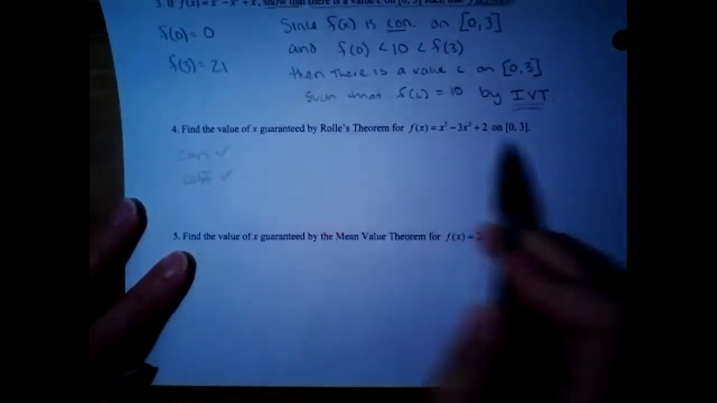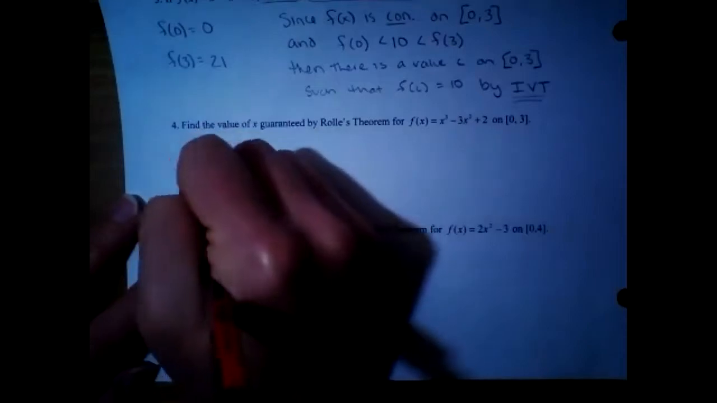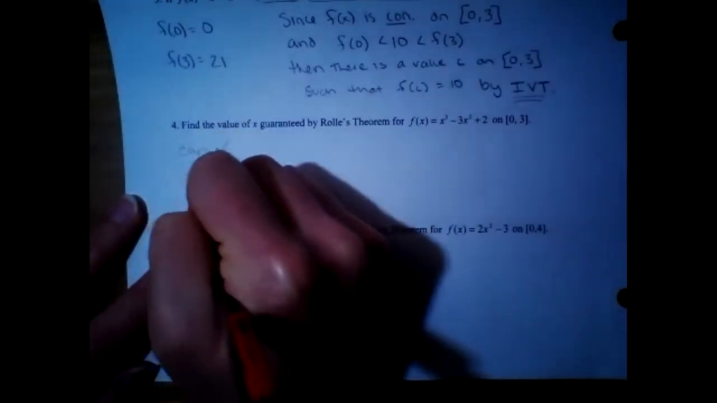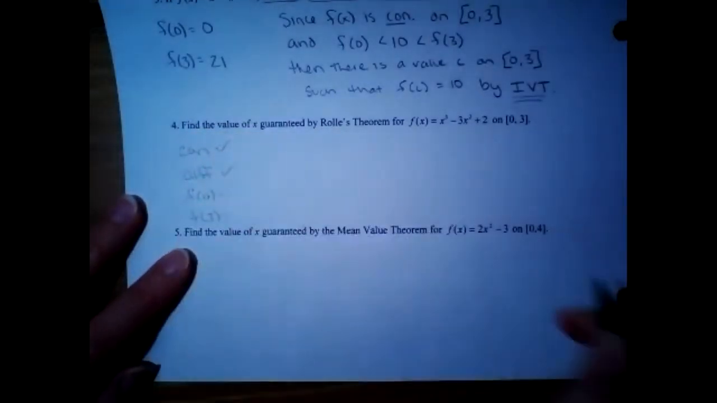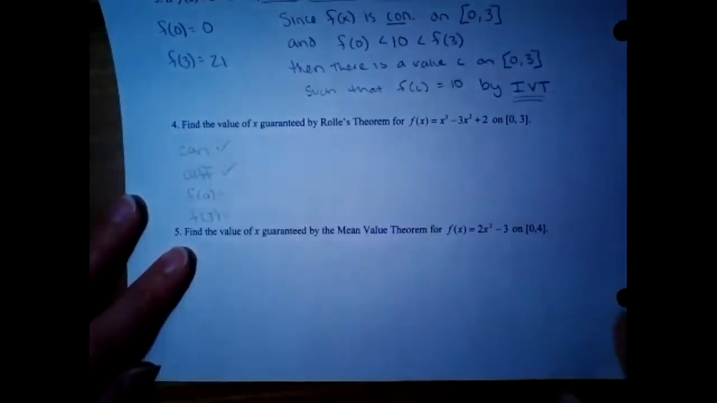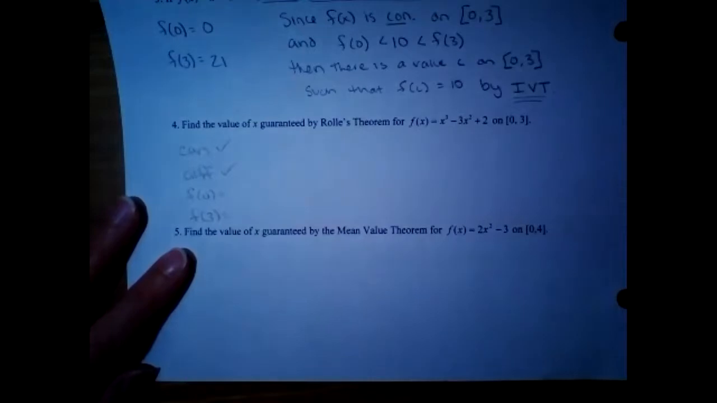And then for Rolle's theorem, it has to start and end at the same place. So I'm going to plug in 0 and plug in 3. And it does not matter what they come out to. They just have to come out to the same thing. So that whatever number we get, it does not matter. It just has to be the same. It has to start where it ends.